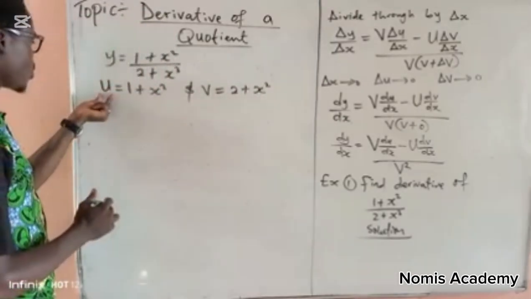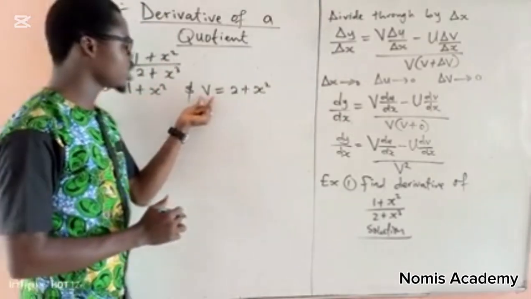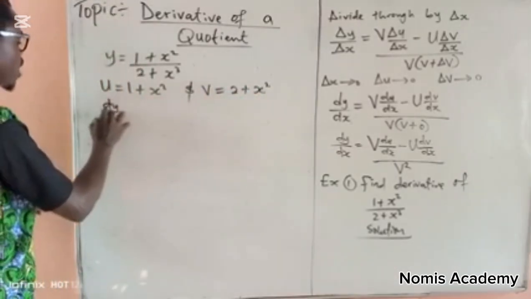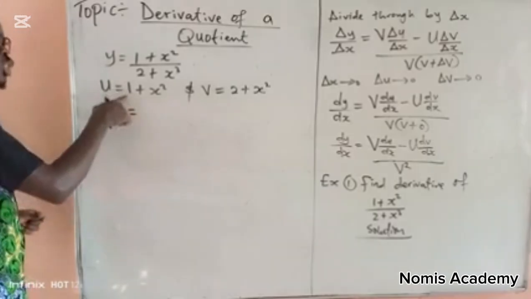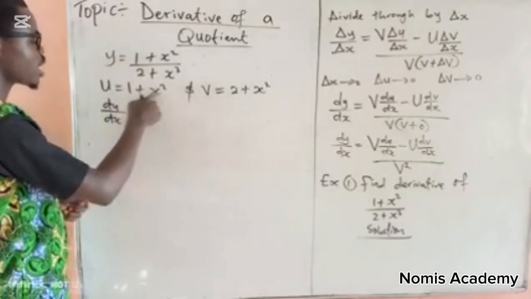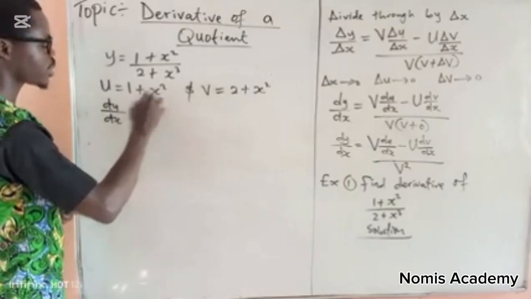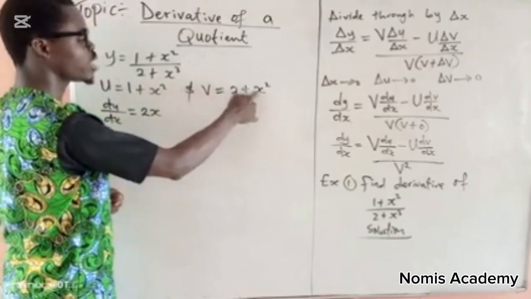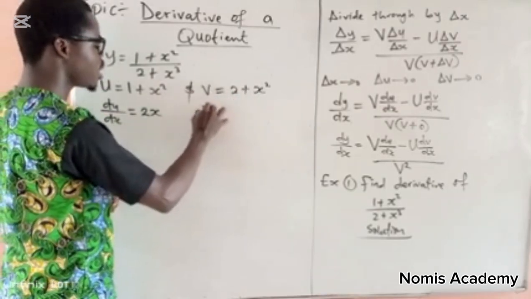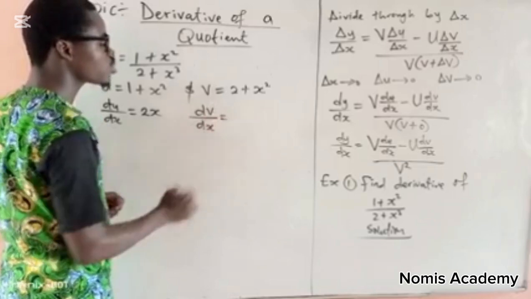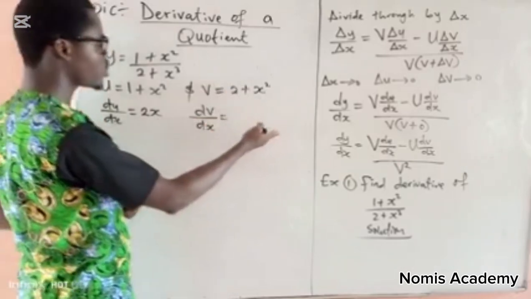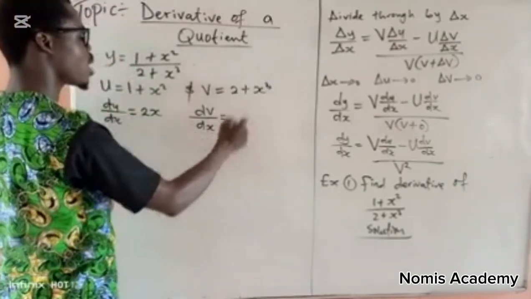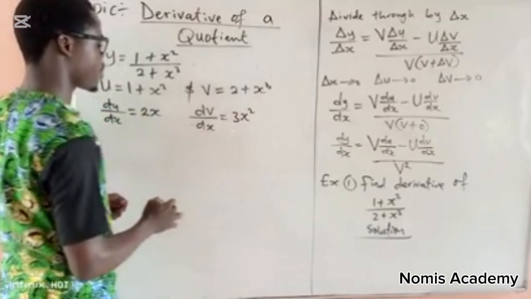Now we are going to differentiate u with respect to x and differentiate v with respect to x. So du over dx: differentiate 1, the answer is 0. Differentiate x squared, we have 2x. Then we differentiate v with respect to x. So dv over dx is equal to: differentiate 2, answer is what? 0. Differentiate x cubed, we have 3x squared.